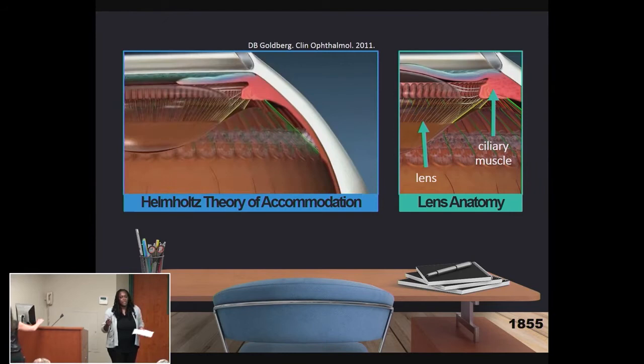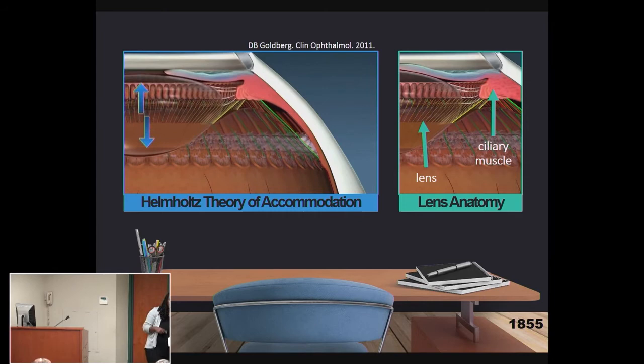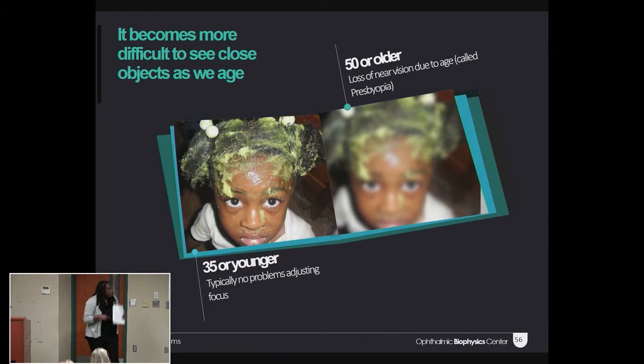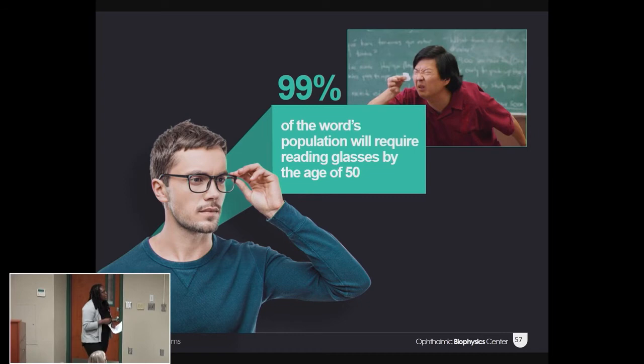The ability to focus between distant and near objects is called accommodation. And the way that happens is the muscle that holds the lens in place contracts and relaxes, allowing the lens to change shape. While it's easy for everyone in the room under 35 to accommodate, as you get older, it becomes more difficult for this process, and you can no longer read anything that's near. And as a result, you can't read the fine print anymore. In fact, 99% of the world's population will require some form of corrective lenses by age 50 because of presbyopia.